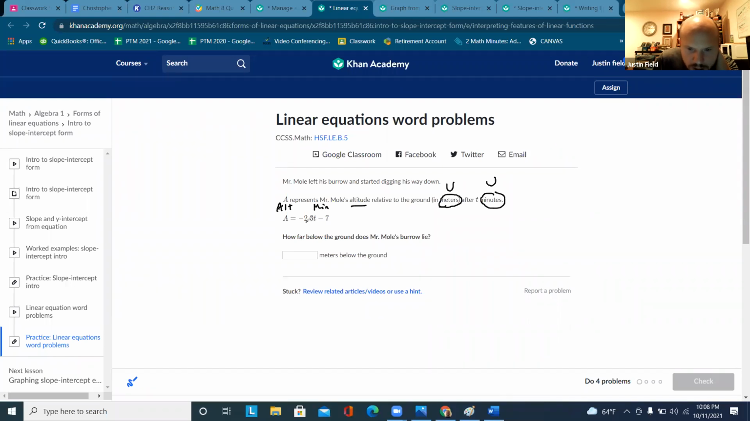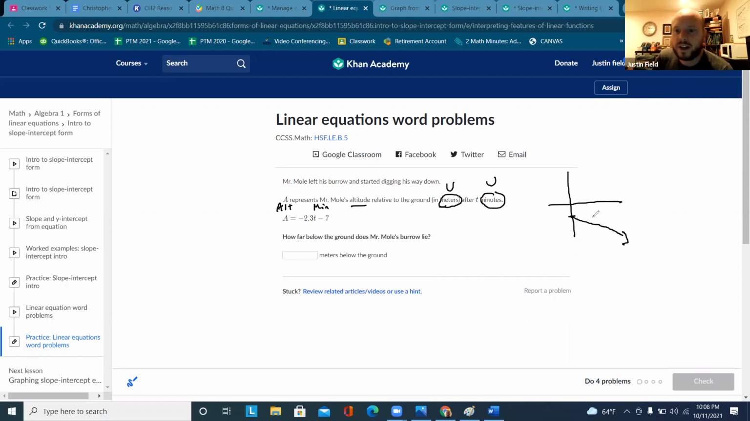Why am I doing that? The slope is negative. Mr. Mole must be going down further to the earth, right? Mr. Mole is below ground and he is burrowing down, down, down. All right. So how far below the ground does Mr. Mole's burrow lie? Well, he left his burrow and he's digging his way down. So before he left his burrow, he was at his burrow.